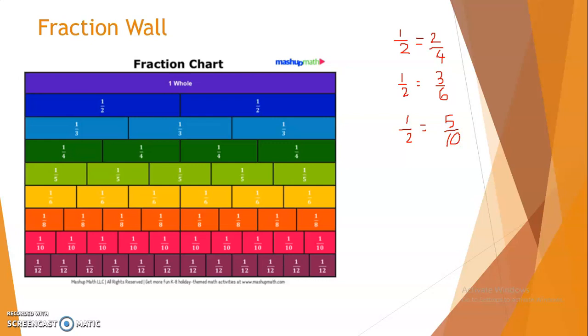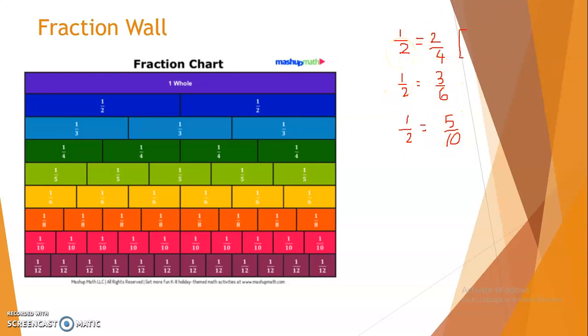This is how we find equivalent fractions: we just have to multiply the numerator and denominator by the same number. Here, numerator is multiplied by 2, denominator is also multiplied by 2. Here, numerator is multiplied by 3, denominator is also multiplied by 3. Here, numerator is multiplied by 5, denominator is also multiplied by 5. So, to find equivalent fractions, all of these represent the same fraction.